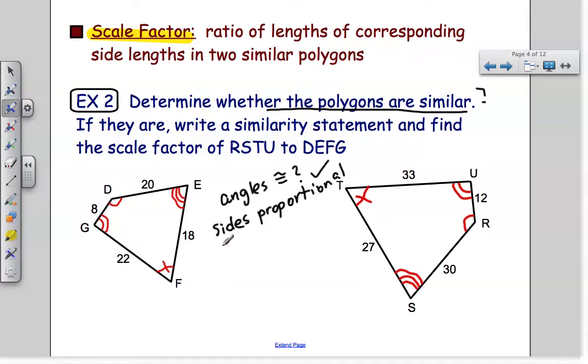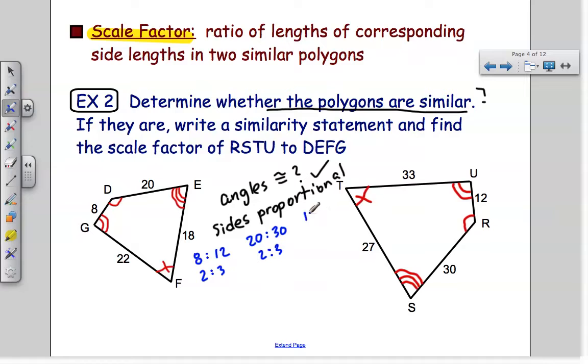In this case, I've got 4 different sides to check. I have to check what the side of 8 corresponds to. That's the shortest side. The shortest side over here is 12. 8 to 12 reduces, divide by 4, and we get 2 to 3. So that's what I'm looking for in every ratio. I'm going to go around this way and look at that side of 20. What would that correspond to? Well, that's between the 1 arc and 3 arc. Between the 1 arc and 3 arc here is 30. Divide by 10, also 2 to 3.